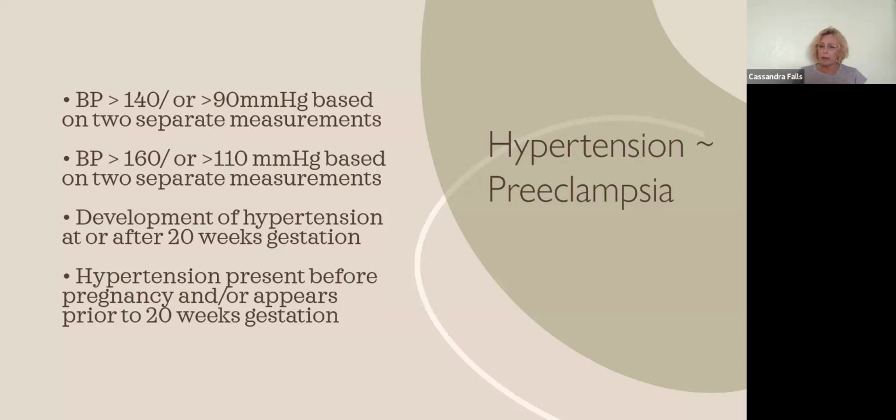Sometimes they have shortness of breath because of fluid buildup in their lungs. Occasionally they have nausea and vomiting. It's not something that I see often, but it happens often enough that it's on your list of associated symptoms with preeclampsia.